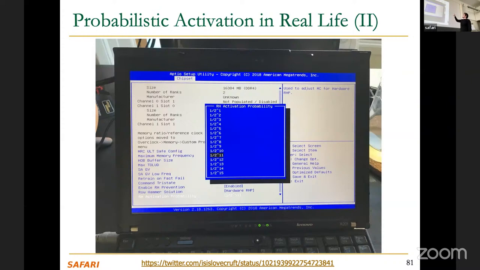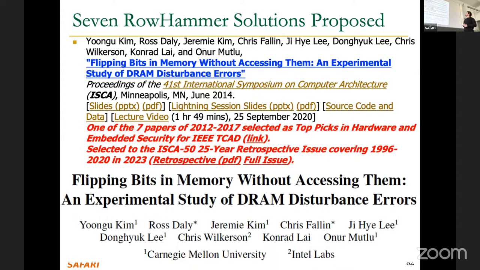And then here's the more important parameter. This is the RowHammer activation probability, and you can set it to these predefined values, and that allows you to adjust the protection guarantees you have for your system. But unfortunately, this was discontinued by, I don't know, these vendors, I guess, because DRAM manufacturers claim with DDR4 that they solved the RowHammer problem. But we will get to that also, because that's also not true.